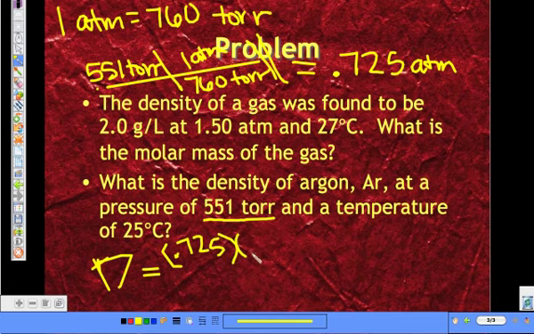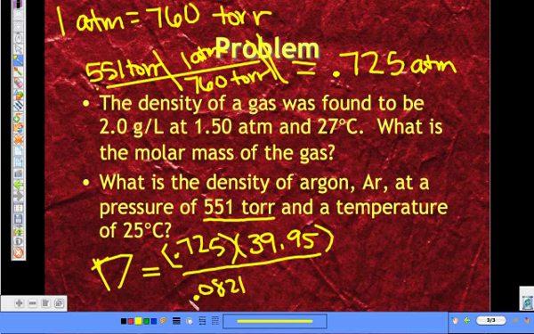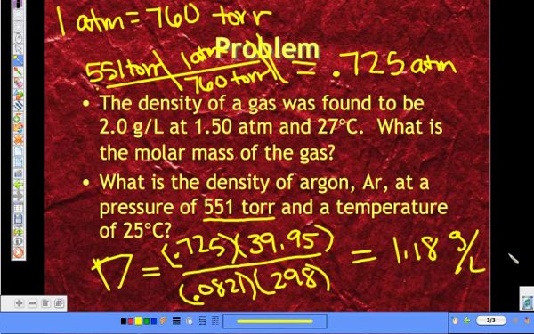Argon's molar mass, 39.95. Just look at the periodic table for that one. R is 0.0821. What's our temp? 298. So the density is 1.18 grams per liter. Good.